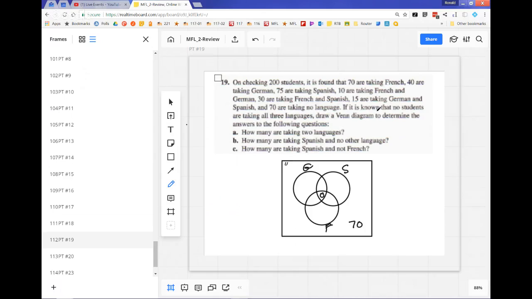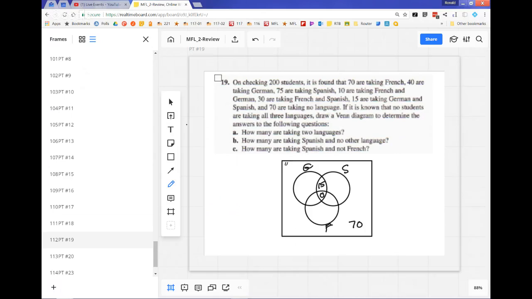15 are taking German and Spanish. So that's easy because we have a 0 in the middle. This is actually a little bit of an easier problem because we don't have to subtract. If there had been 8 in all 3, then we would have had to subtract and put a 7 there to make a total of 15 in that wedge. Are you with me? Yes, I'm with you. Does that make sense? Yep. So in this case, all we had to do is put a 15 in there.